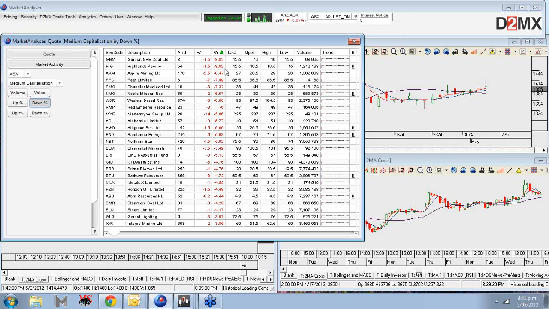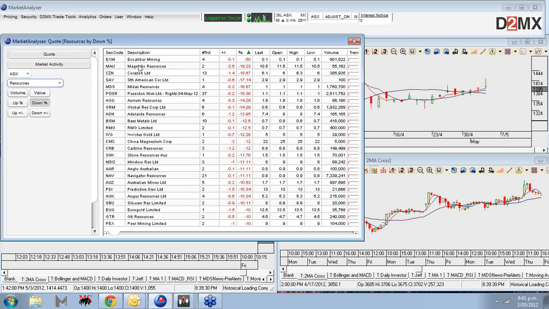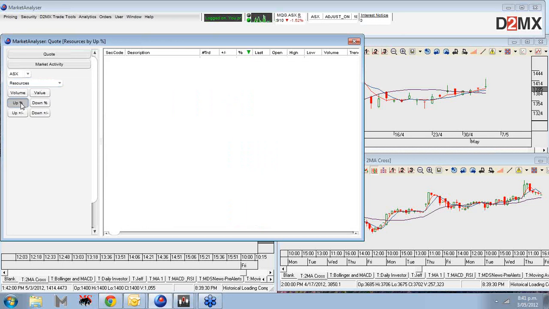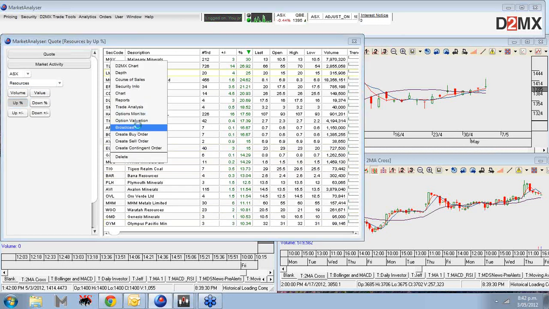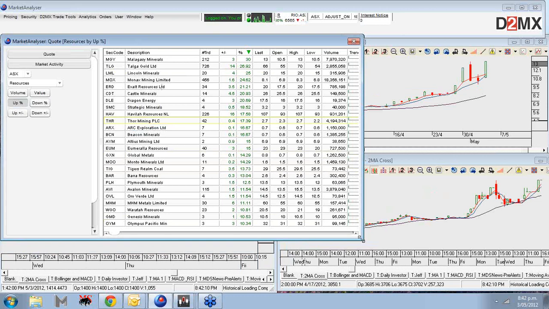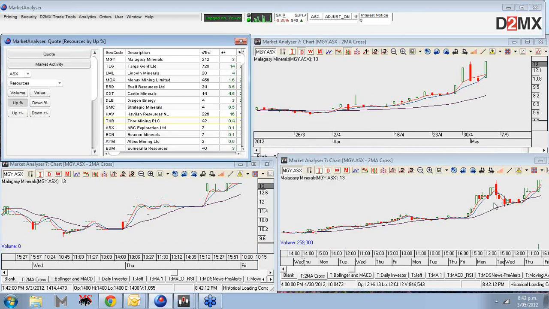So there's a way to scan the market and monitor what's happening as far as different areas go. We're looking at medium cap, but we could just as easily look at resources and do a scan on resources companies. Biggest movers in the resources sector today was Malagasy Minerals. From any of these, I can right-click on it, broadcast it, and I get all my charts updated with the latest information on those companies. And then I can decide whether I want to make a trade or not.